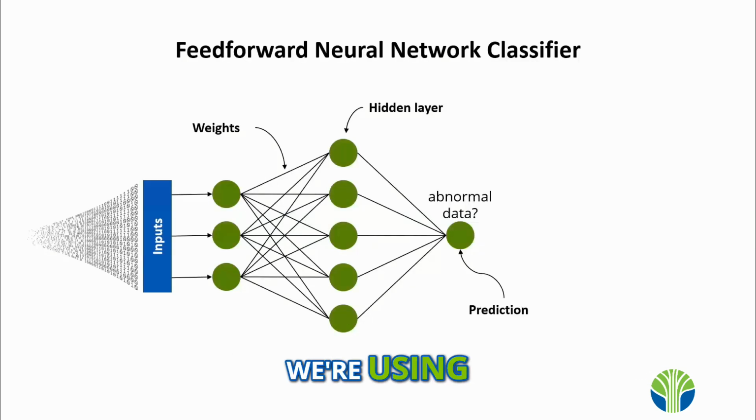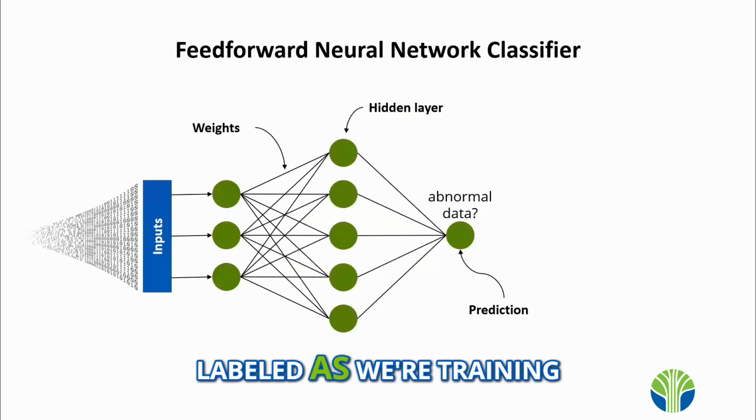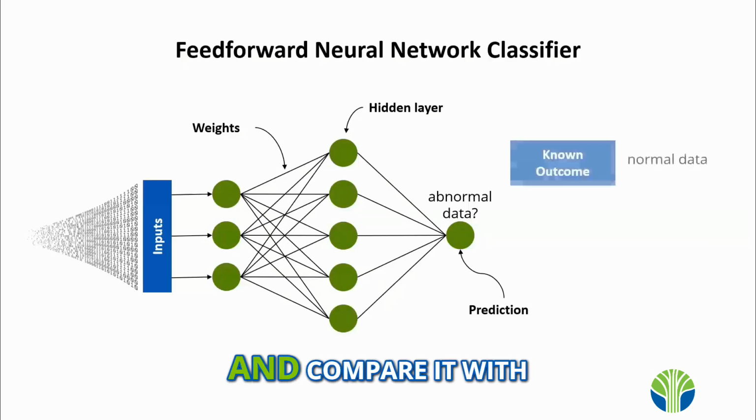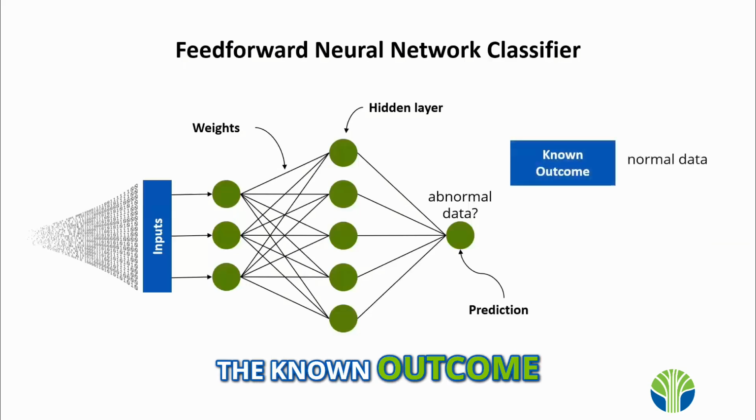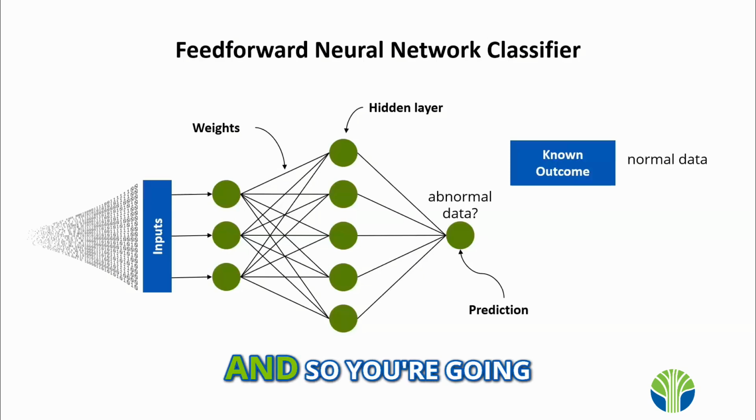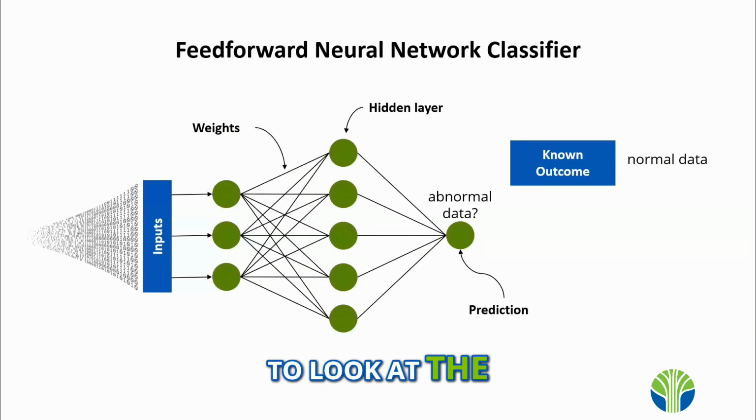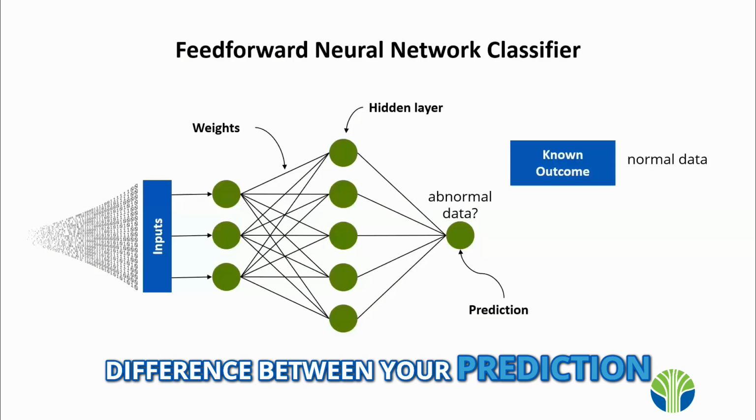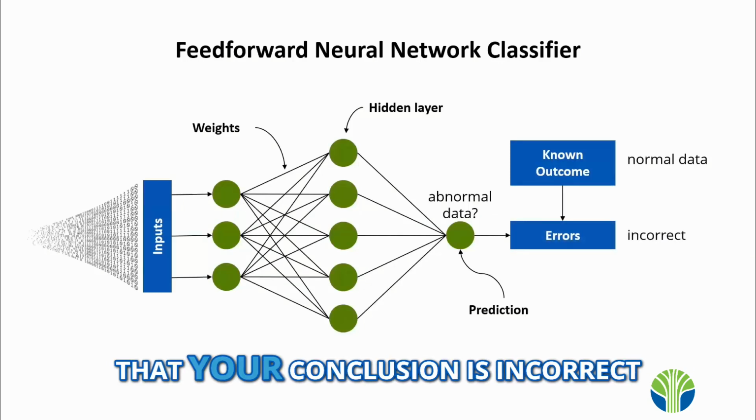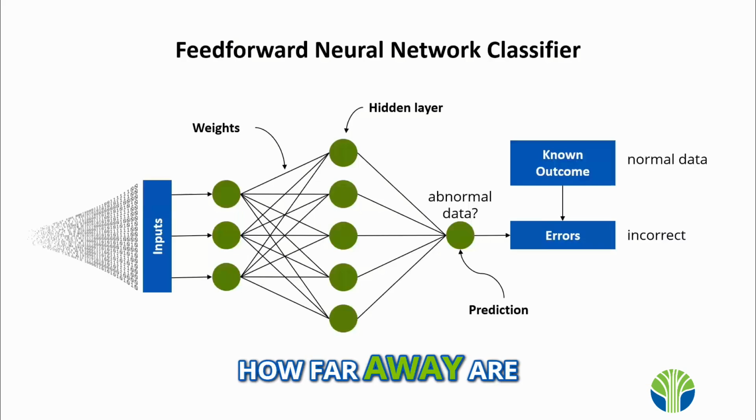But then remember, we're using data that has been labeled as we're training. So during training, why don't we take that conclusion and compare it with the known outcome? Now, this is the label that the humans put on the data. So you compare the two. Of course, the hope is that they match. At the beginning, the chances are that they won't match. And so you're going to look at the difference between your prediction and the known correct answer. So let's suppose it turns out that your conclusion is incorrect. Well, how far away are you from correct? In other words, how big is the error?